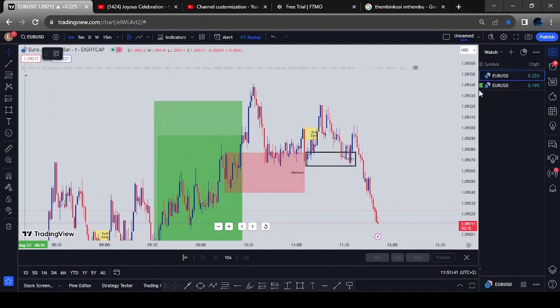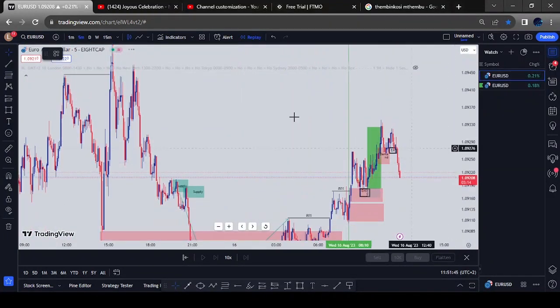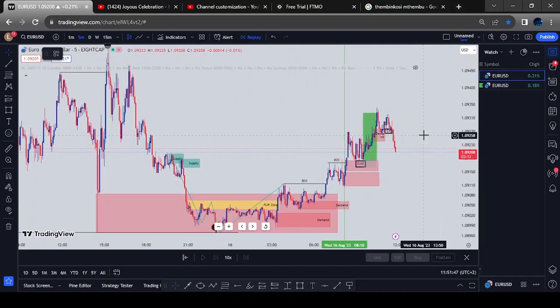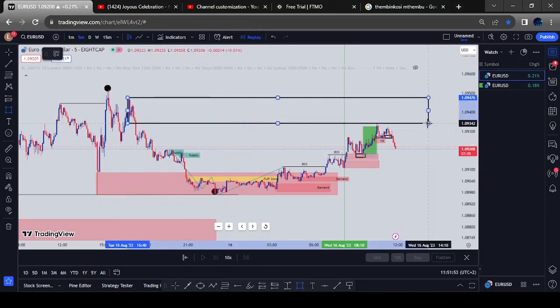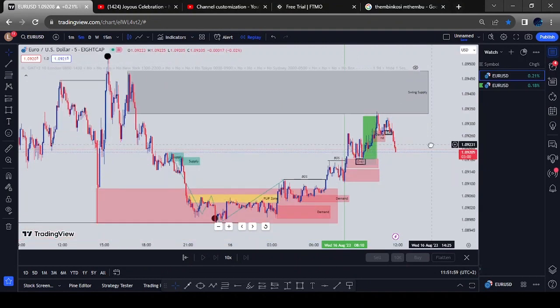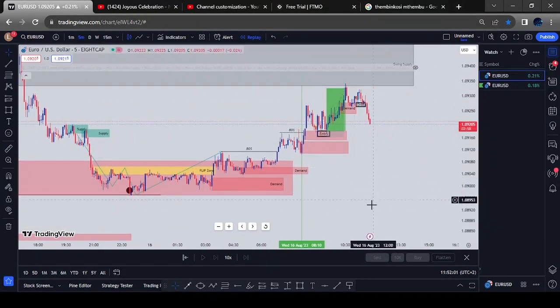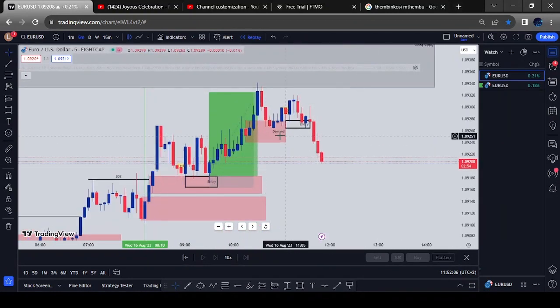With a much smaller size, because I knew that we are pretty high up this leg, and I am looking at a higher time frame swing supply zone here. That's what I call it, a swing supply zone, which could potentially push this price all the way back down again, and euro goes flipping.